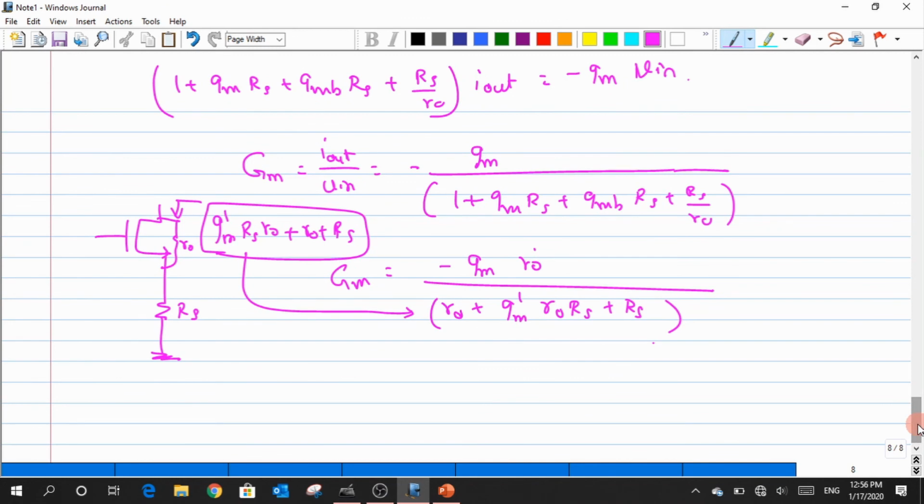So I'll stop here. In the next class, we'll start with the CS amplifier.